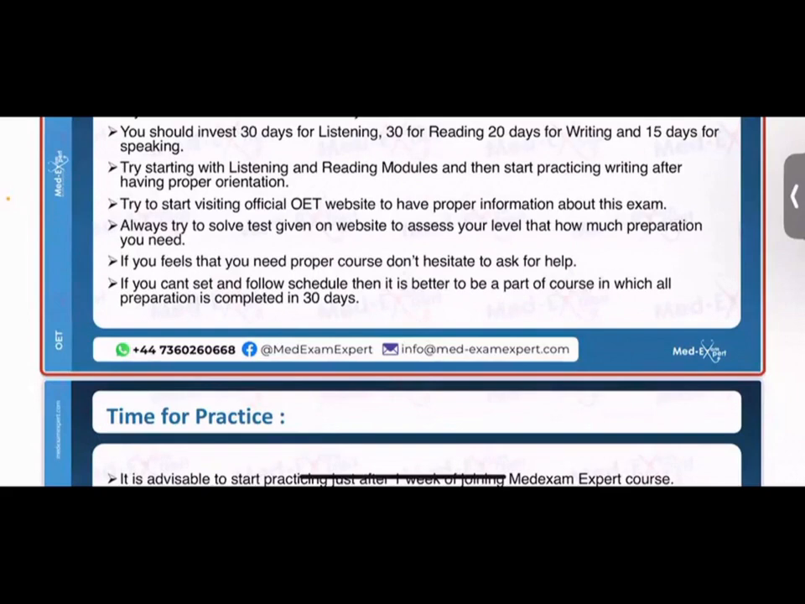If you can't set and follow your schedule, then it is better to be part of a course in which all preparation is completed in 30 days. This is the good point about a course. First of all, it is for those students who can't follow a schedule. They make the schedule, but they can't follow it because of their busy lives. They have duties and other household chores. If you are a person like this, then taking a course is the ideal scenario for you.